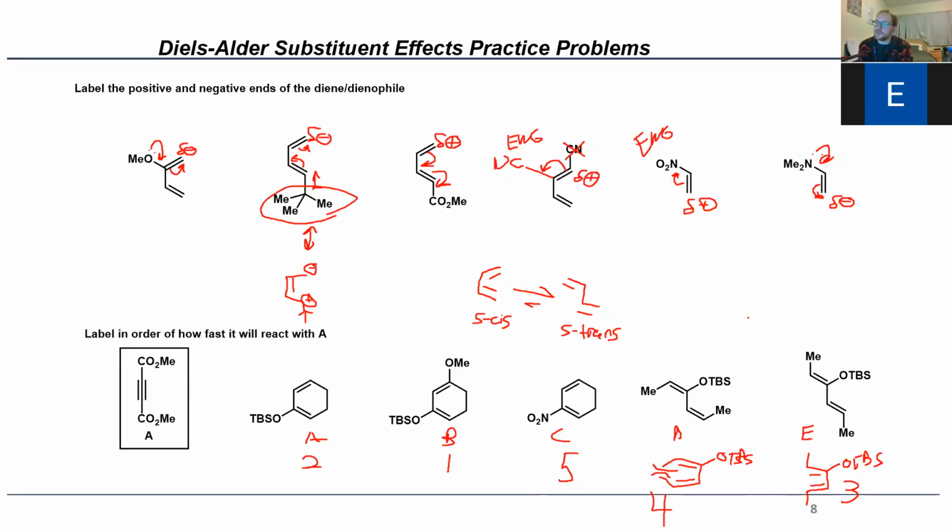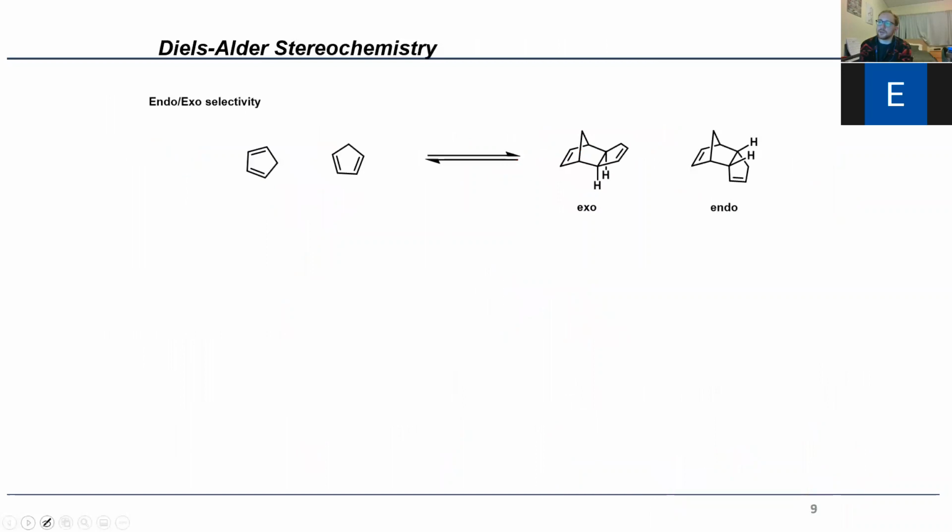Excellent. Okay, so let's move on to Diels-Alder stereochemistry. And so a classic example of the Diels-Alder reaction is the dimerization of cyclopentadiene. And so the electron pushing for this would look like this. So we're forming these bonds, and it can give 2 diastereomeric outcomes.